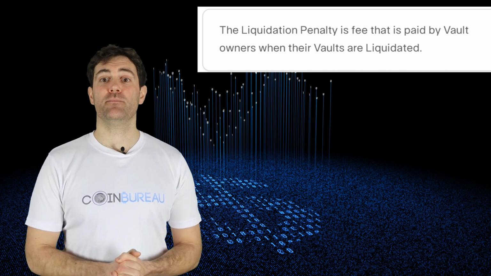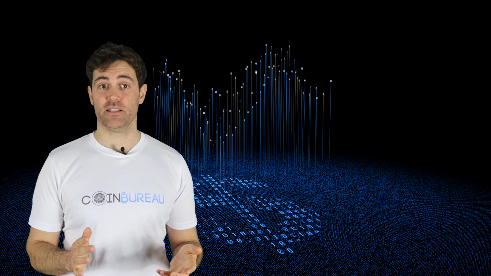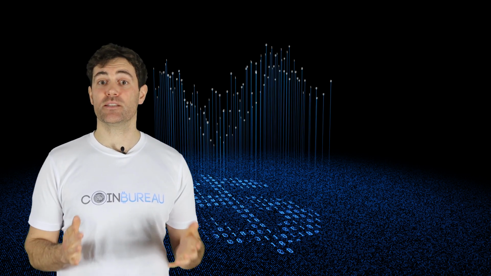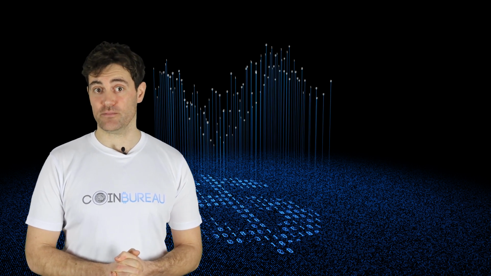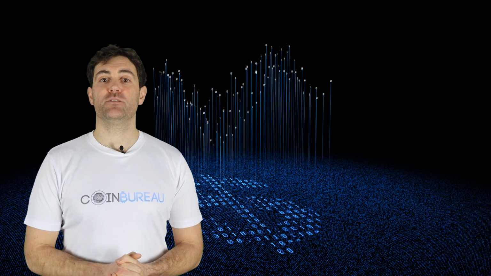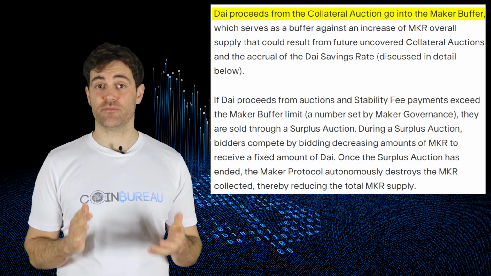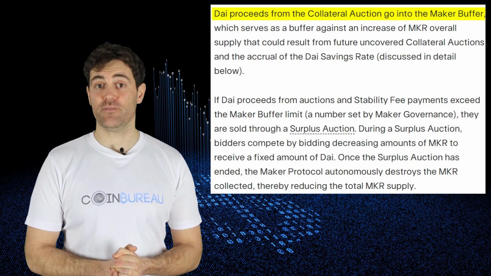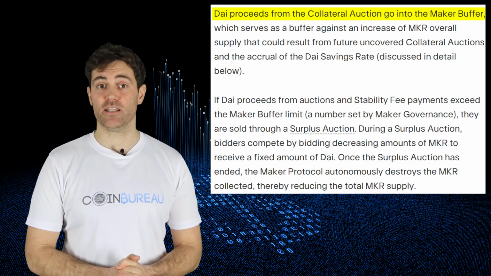This penalty has been implemented in order to disincentivize users from ever being liquidated. If you know that failing to pay down your debt means you lose 13% of your collateral, then you sure as hell are going to want to make sure you avoid that. This liquidation penalty is also put to good use in the system as it's stored in a surplus fund. This surplus is also comprised of the accrued stability fee, and it is used in order to keep the Maker system solvent in times of need.